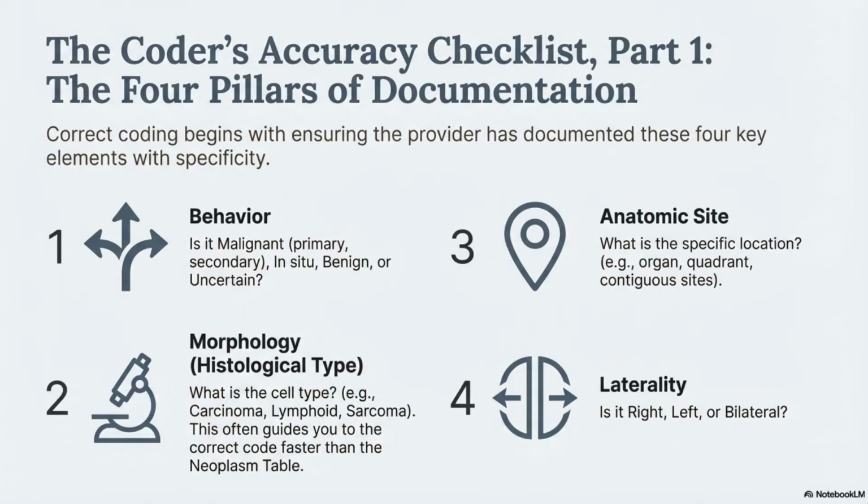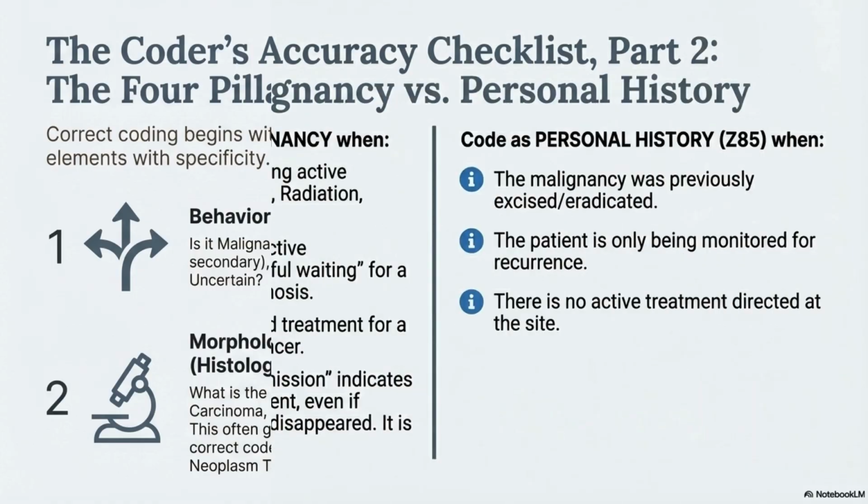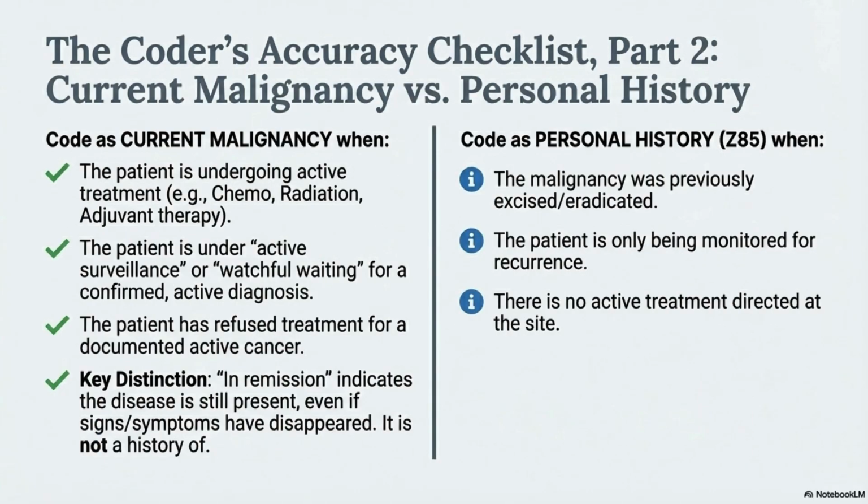Before assigning a neoplasm code, confirm 4 key elements. First, behavior. Second, morphology. Third, anatomic site. Fourth, laterality. These 4 pillars ensure specificity and compliance. Code as current malignancy when the patient is receiving active treatment, under active surveillance, has refused treatment, or is in remission. Use personal history codes only when the cancer has been eradicated and is no longer active.